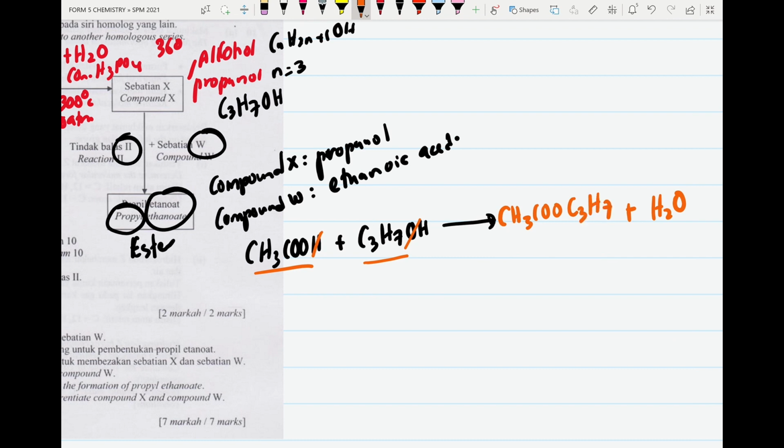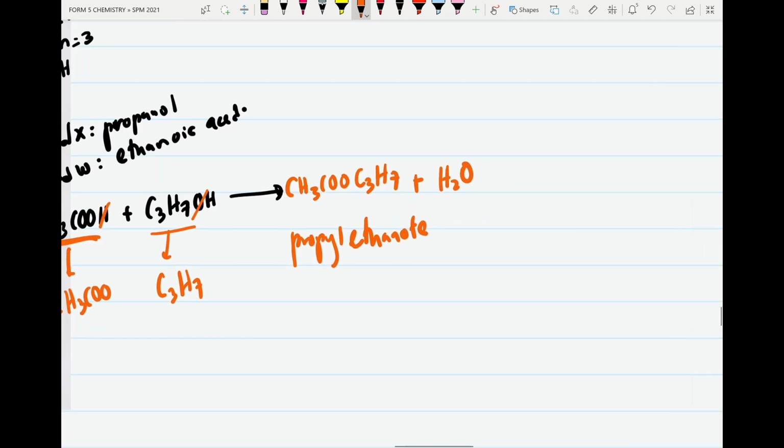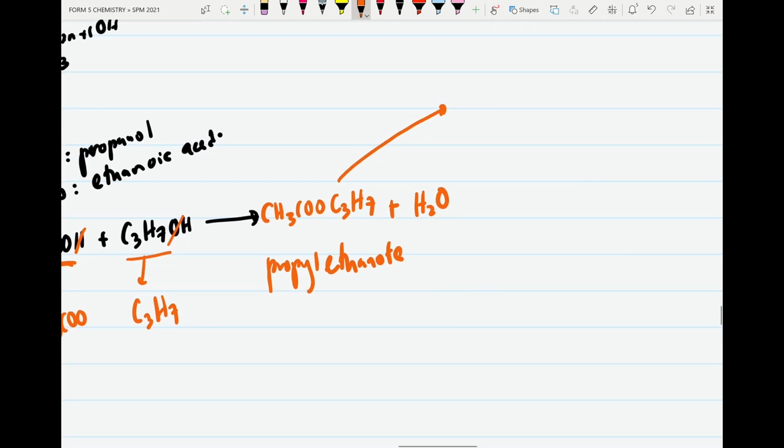The name of this compound: C3H7 will be propyl, and CH3COO will be ethanoate. All right, so how to draw the structural formula? I draw the functional group of ester, C double bond O O, and in front of this one got one C, so I put one C. Behind here got three C, 1 2 3.